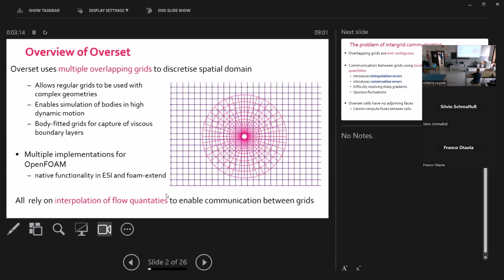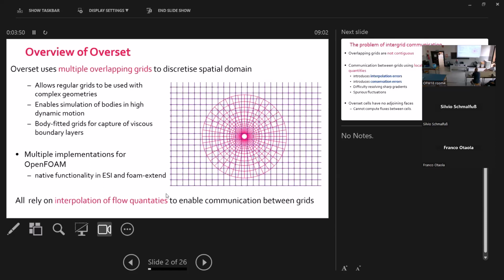So just a brief introduction to overset for people who aren't familiar with it. Overset uses multiple overlapping grids to discretize the spatial domain. It has quite a number of practical advantages. It allows you to mesh quite complex geometry using very simple regular Cartesian grids. It's very good for simulation of bodies in dynamic motion. You can fit these grids to complex bodies to capture boundary layers, etc. And there are multiple implementations of this in OpenFOAM these days, including both native functionality in ESI and FOAM-Extend.